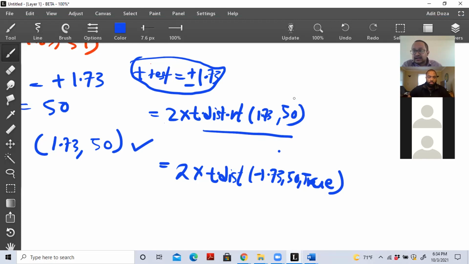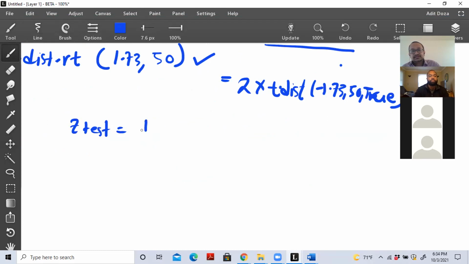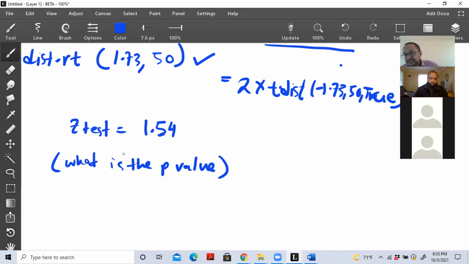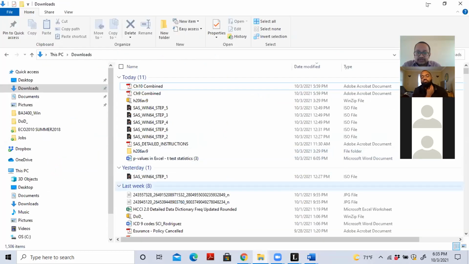Let me ask a question right now, because I created the question. Let's say the z-test statistic is 1.54. What is the p-value in this case? Is it upper tail or lower tail? Upper tail, right? So we need to find a z-score. So you use the z table. Let me find where the folder is.